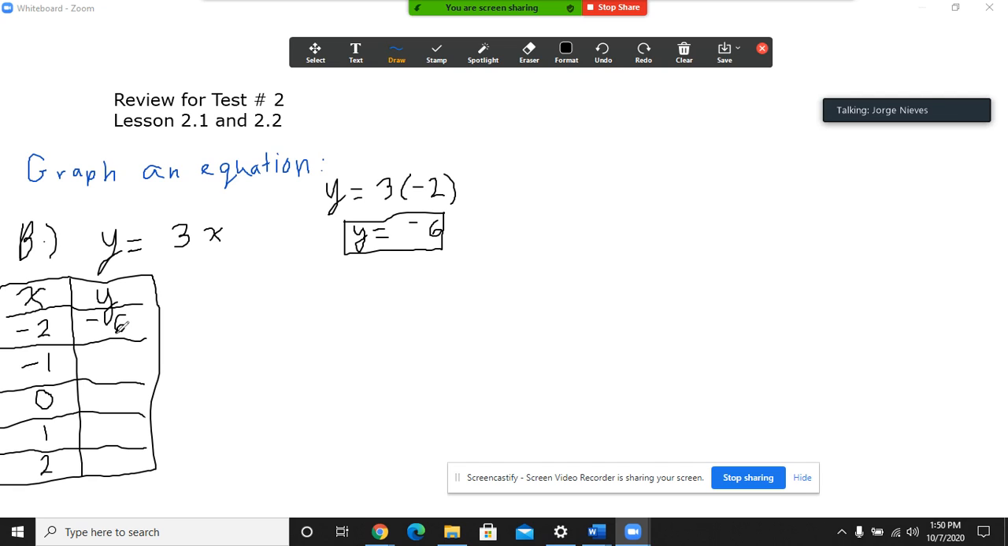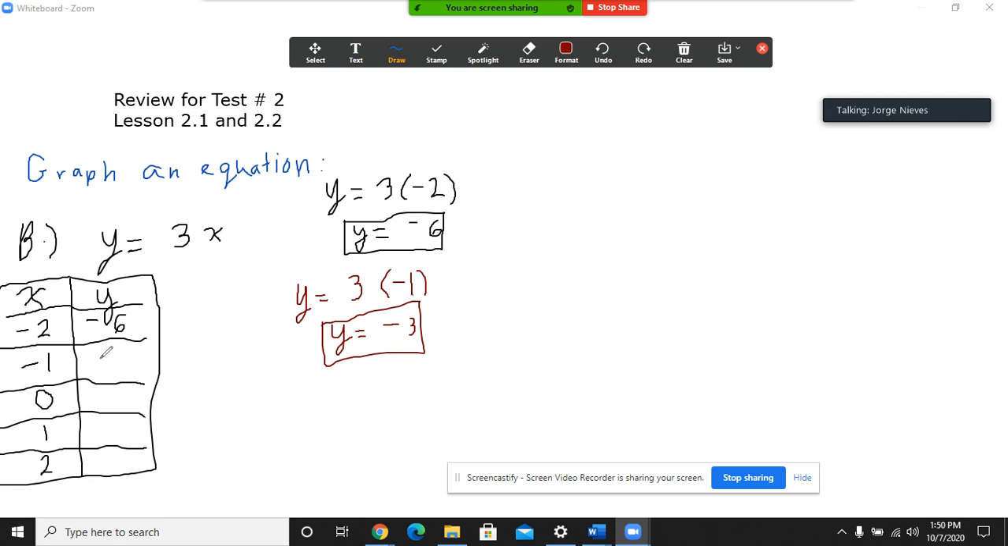So let's continue with our next term, okay? It's going to be y equals 3, but the x will have a value now of negative 1. So now y value or the coordinate is negative 3, okay?